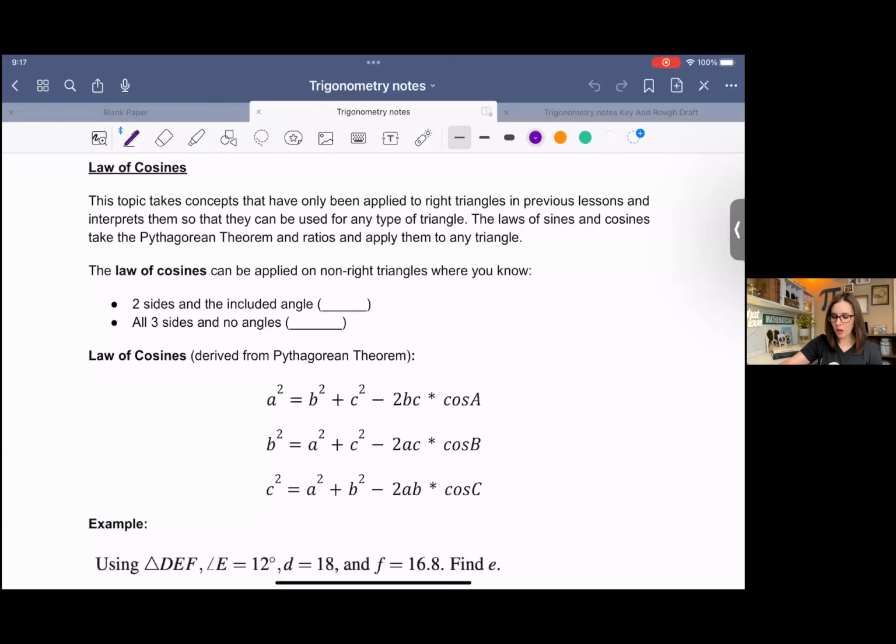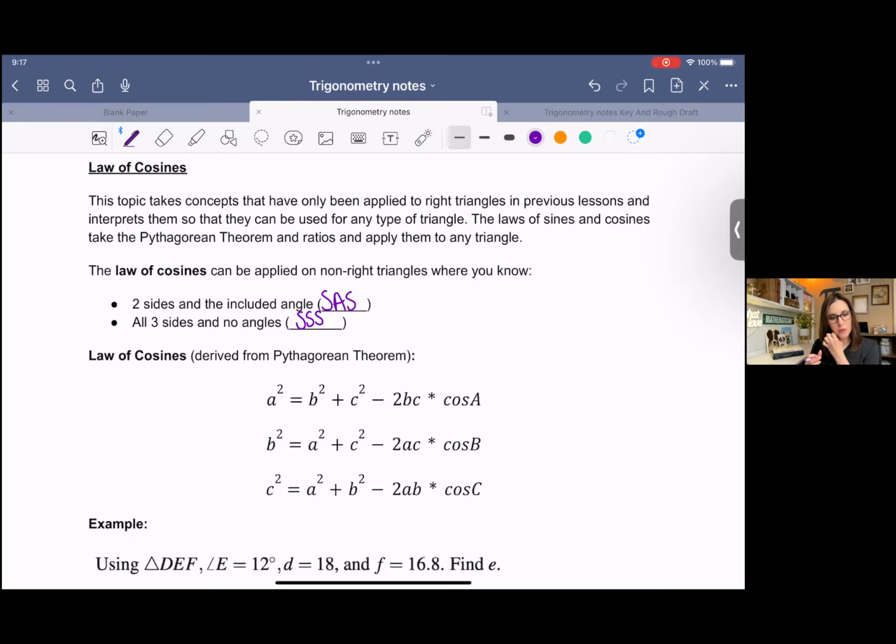Hey y'all, in this lesson, you're going to be learning about the law of cosines. This is going to be really helpful when you're trying to solve a triangle or solve for a missing piece of the triangle when it's not a right triangle. So when you have any type of triangle and you are given two sides and the included angle, that's side, angle, side, or all three sides, that's side, side, side, then the law of cosines is going to come in handy for solving a missing piece.